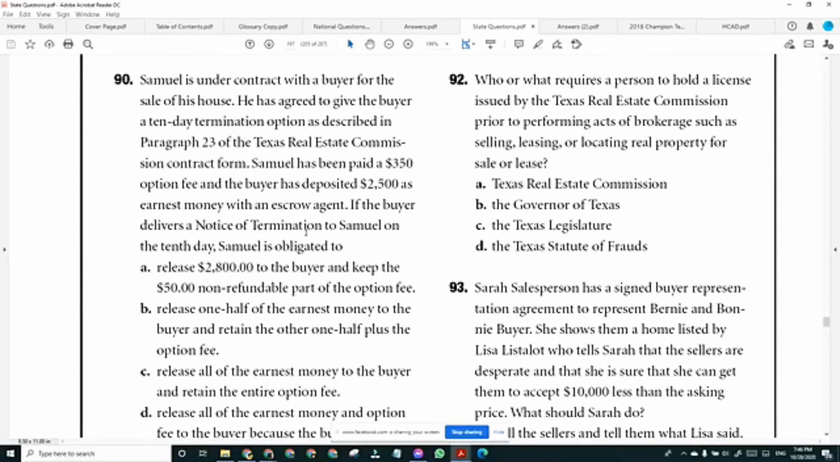All right, number 90. Samuel is under contract with a buyer for the sale of his house. He has agreed to give the buyer a 10-day termination option, as described in paragraph 23 of the Texas Real Estate Commission contract.